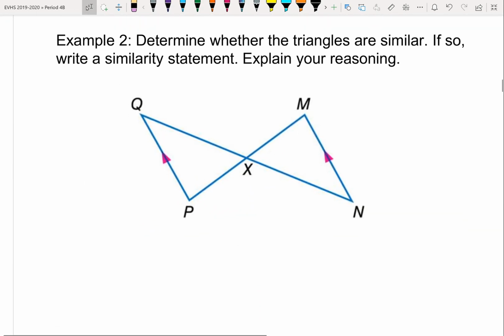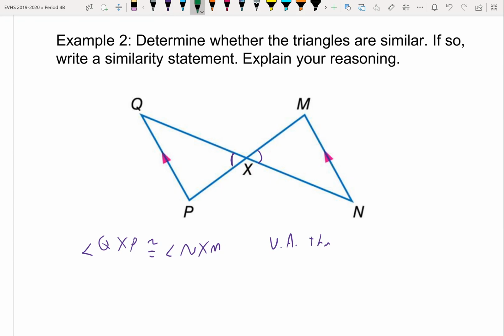All right, determine whether they are similar. If so, write a similarity statement. So here's what I'm seeing here. Angle QXP, which is this angle here, is going to be congruent to angle NXM, which is this angle here. I know that by the vertical angles theorem.